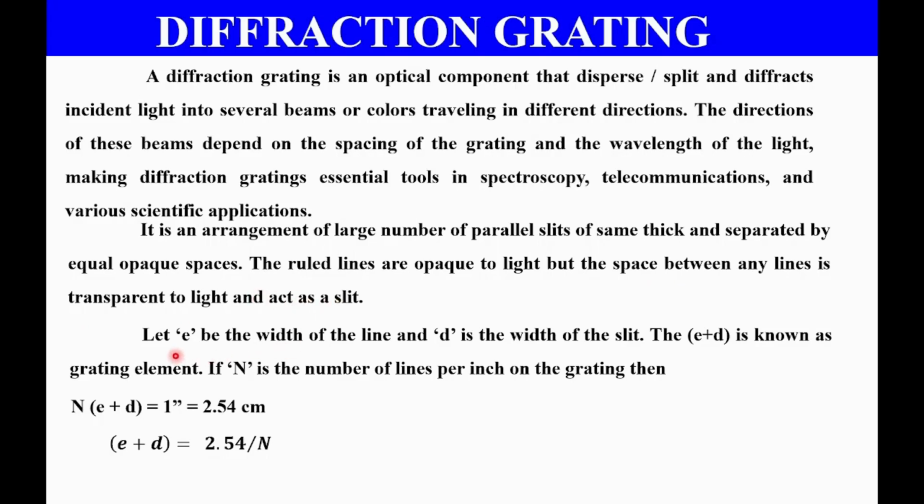Now let us consider e is the width of each line and d is the width of the slit, and e plus d is known as the grating element. Let capital N be the number of lines per inch on the grating. Then the grating equation can be written as N into (e plus d) is equal to 1 inch. We know that 1 inch is equal to 2.54 centimeter. Finally we can write e plus d is equal to 2.54 divided by capital N, in terms of centimeter.